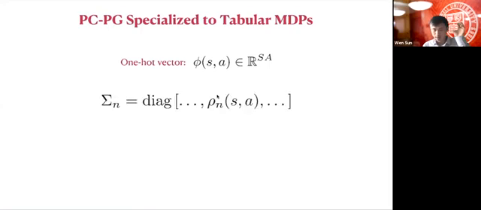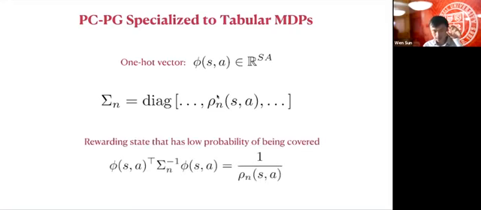Now let's take a look at what this covariance matrix would be under this one-hot vector. This covariance matrix will be nothing but a diagonal matrix where every entry on the diagonal is the probability of this state-action pair being visited by the policies in my policy cover. And then you look at this reward bonus. We basically give a state-action pair that has small probability of being visited by the current policy cover a huge reward bonus. So you just look at the number 1 over the probability of being visited by the current policy cover. If the probability of visiting that state-action pair is small, I'm just going to give it a huge reward.